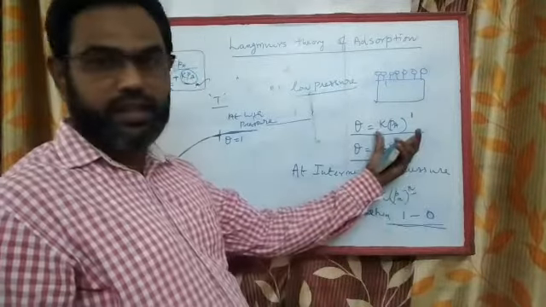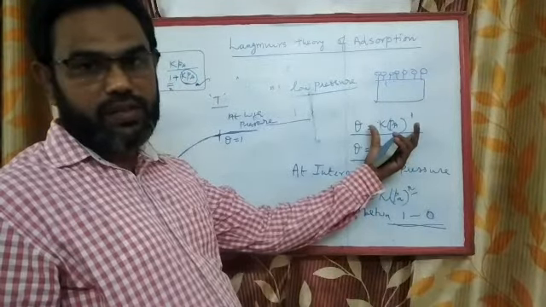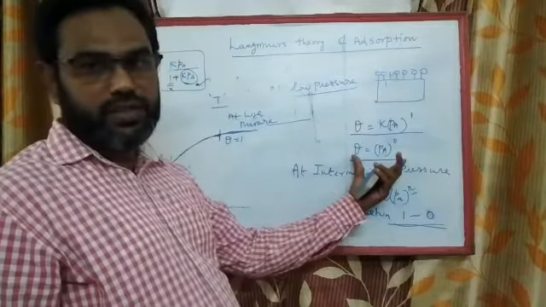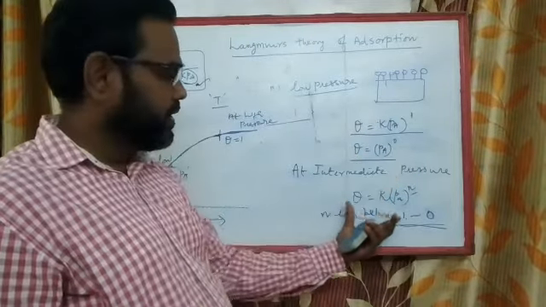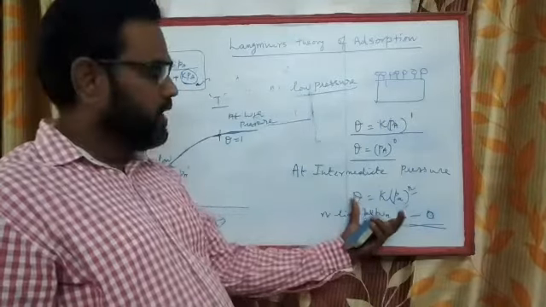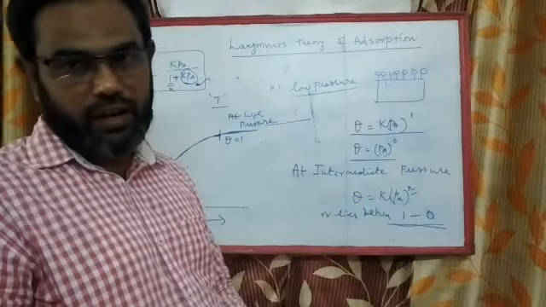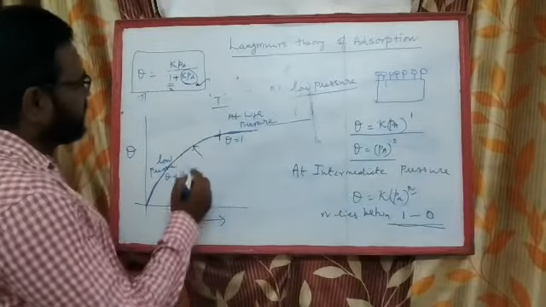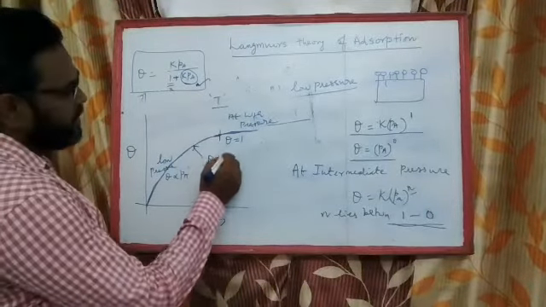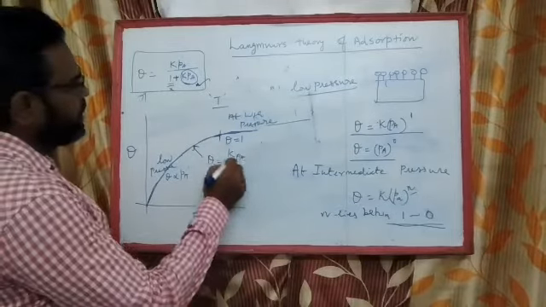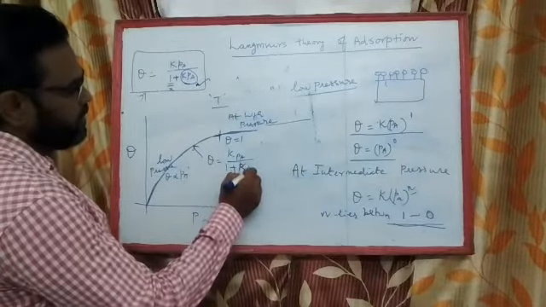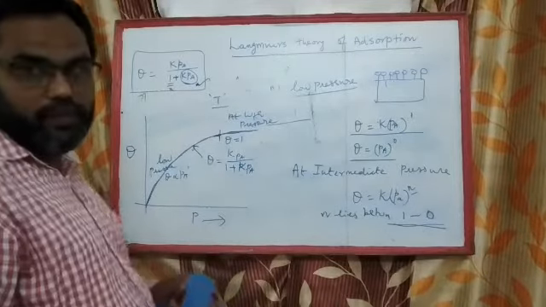At low pressure, the rate of adsorption is first order, and at high pressure, the rate of adsorption is zero order with respect to pressure. At intermediate pressure, the rate of adsorption is fractional order. So only at this intermediate pressure, the equation theta is equal to kPa by 1 plus kPa holds good.